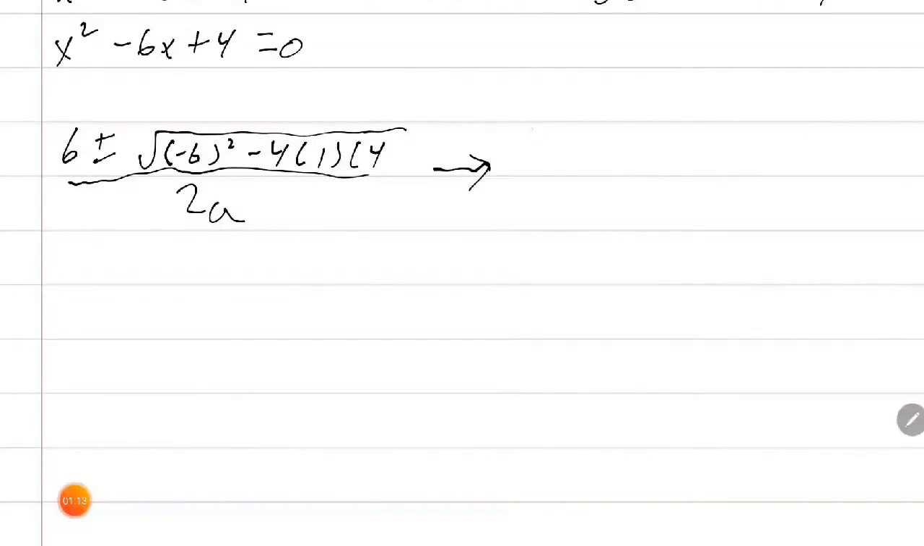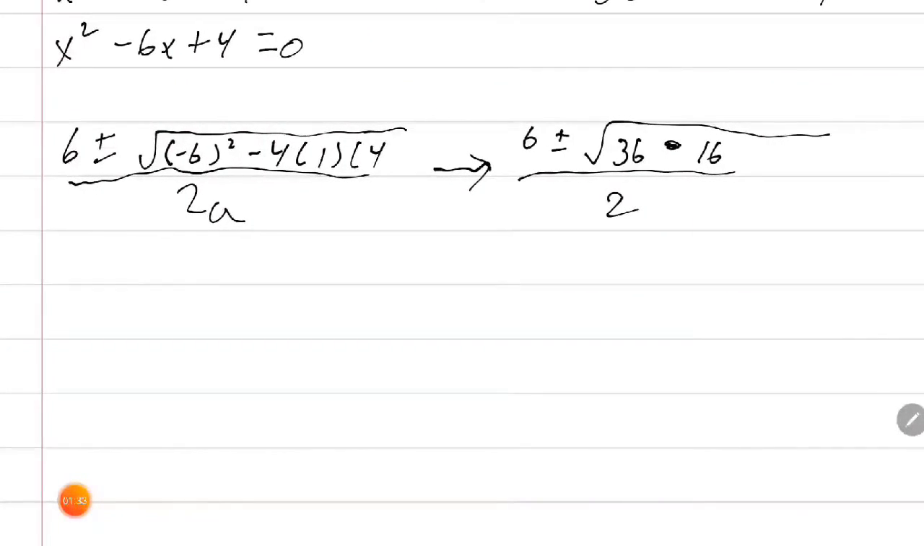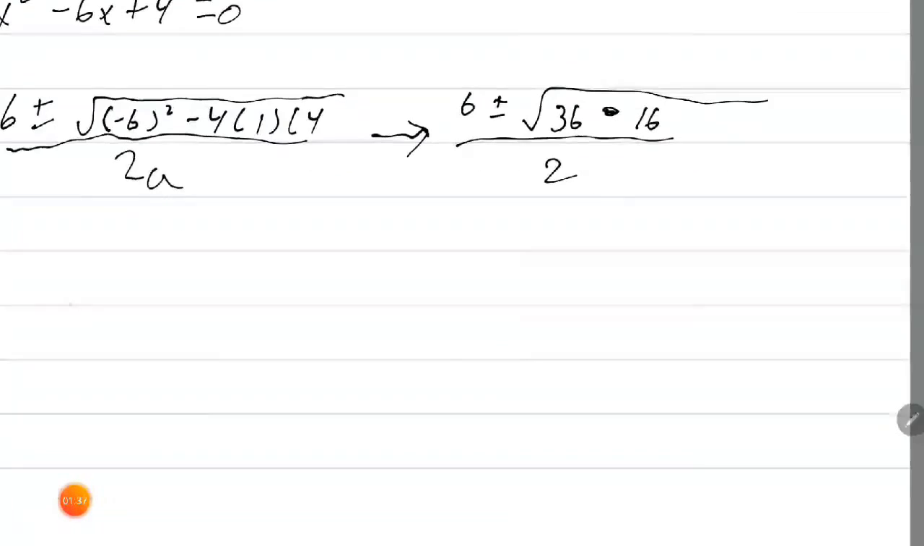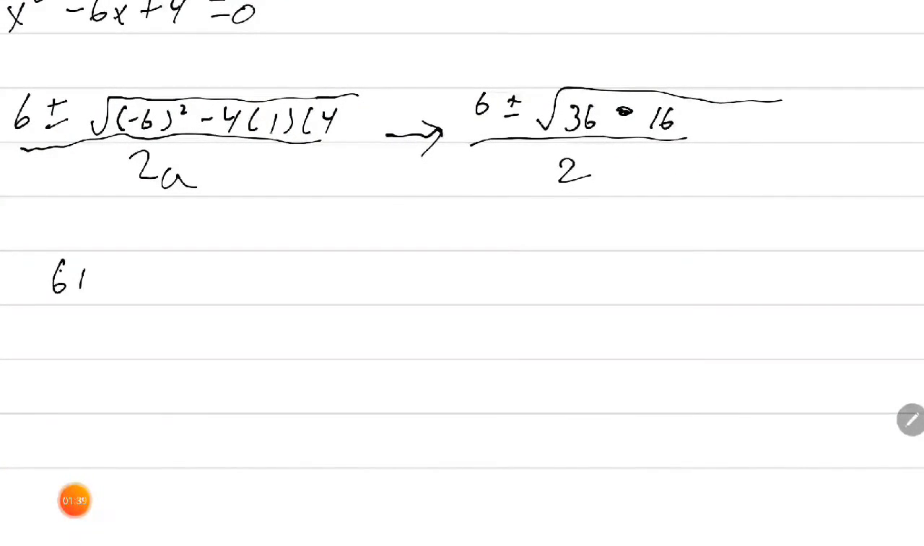So when we simplify this, 6 plus or minus the square root. Negative 6 squared is positive 36, minus 4 times 1 times 4, which is minus 16, all over 2 times 1, which is 2. From here we'll get 6 plus or minus the square root of 20, divided by 2.